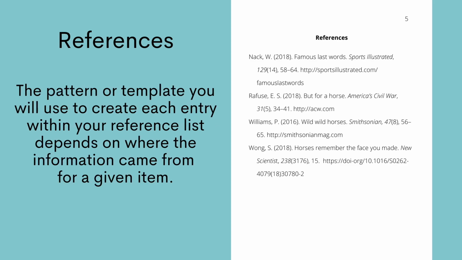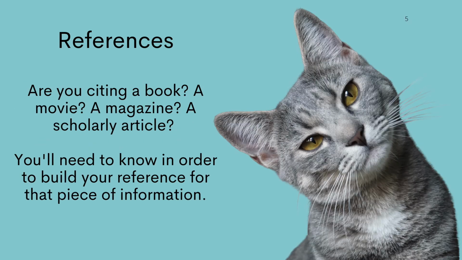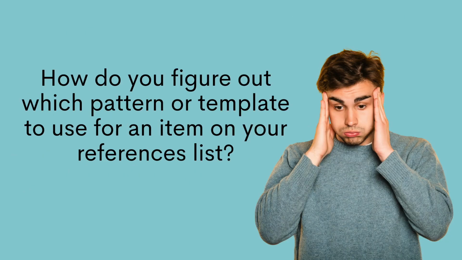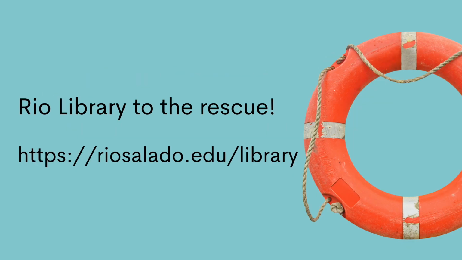The format of each individual item on your references list actually depends upon the type of resource you're citing. Are you citing a book, a movie, a YouTube video, a magazine, a scholarly article? APA style includes specific formatting rules that are based on where you got your information. So how do you know how to format a reference? This is where the Real Libraries APA Citation Guide comes in super handy.